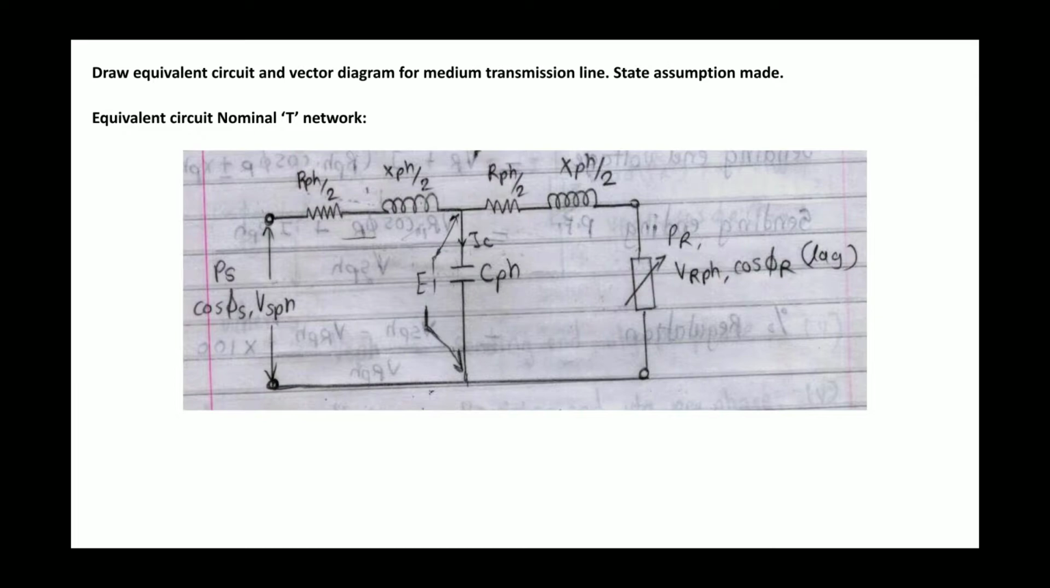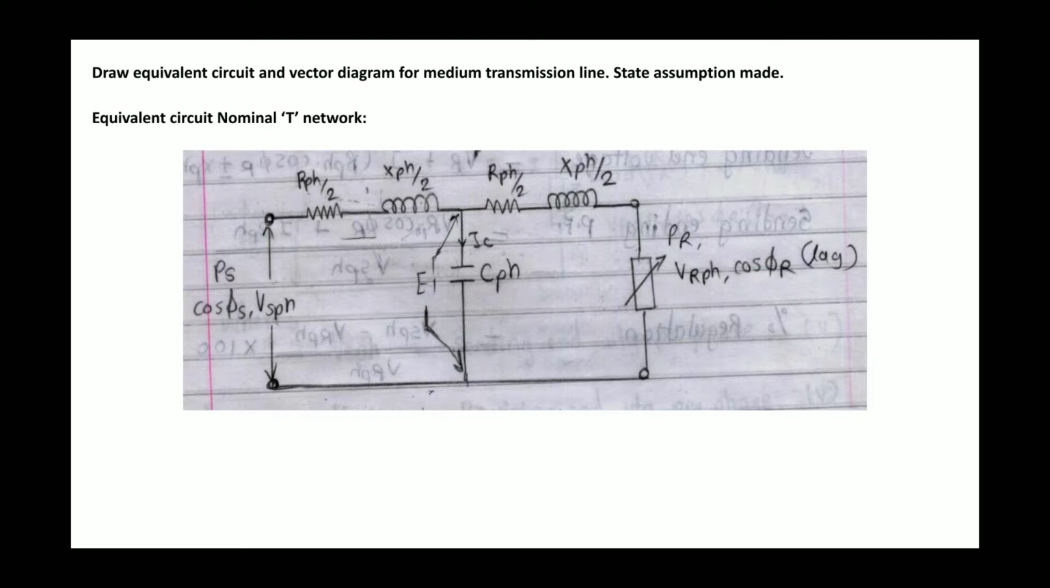Then here is the medium transmission line. In that we consider two parts. The first is RPH divided by 2. The second one is XPH divided by 2. This is the transmission line. The transmission line is a combination of resistance and reactance. The second part is RPH divided by 2 and XPH divided by 2. And the last one is the receiving part.